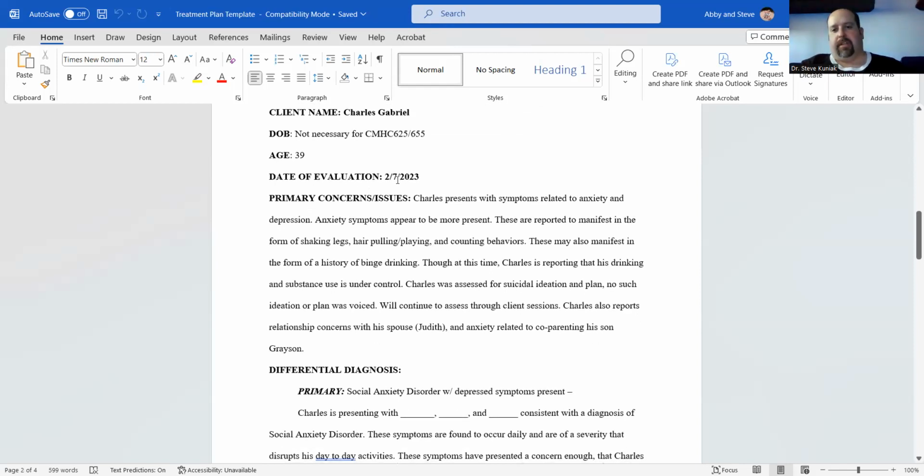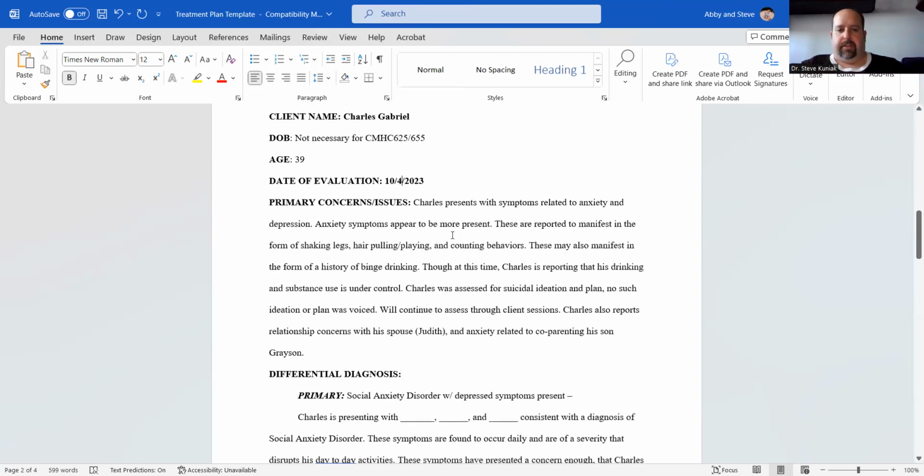Date of evaluation, you can list this as the first time that you met the client. It does not have to be earmarked a specific date. Usually when you would do a treatment plan would be like a month into a case, so it wouldn't necessarily be the case opening date, but it can be in this case. I have no particular preference, but just some date consistent with nowish. So let's just update this. I had done this example last semester and saved it.